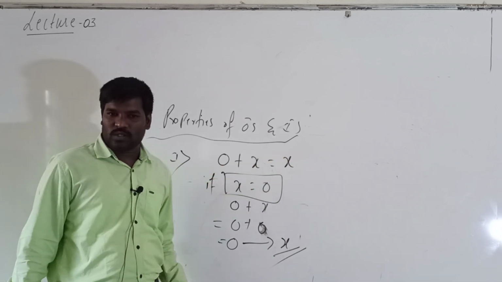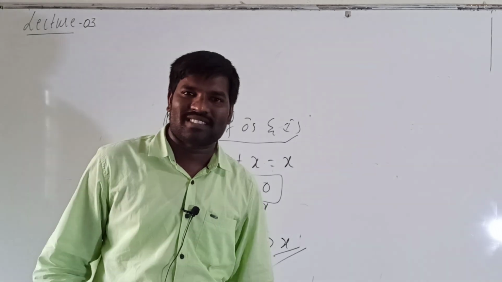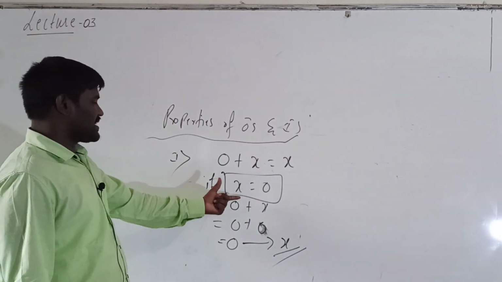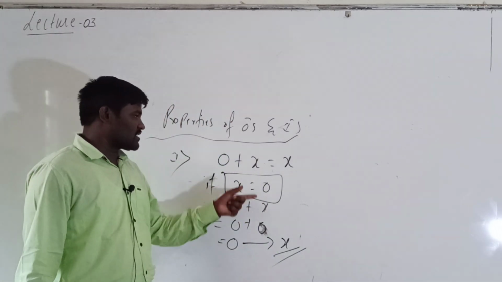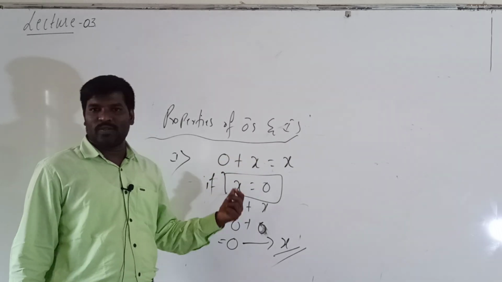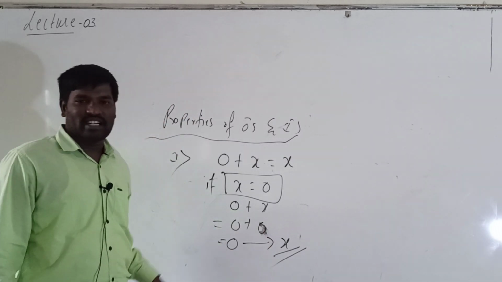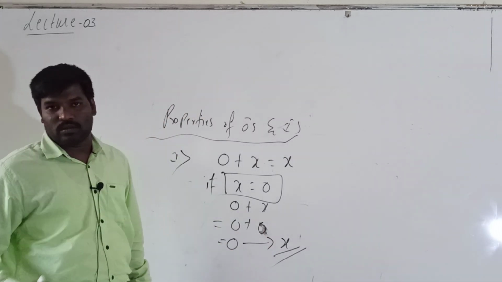0 plus x is equal to x. With the help of zeros and ones, we have to prove that 0 plus x is equal to x. Initially, I can take x is equal to 0. I substitute 0 instead of x, that is 0 plus 0, you will get 0 only. Instead of writing 0, I have to mention x because the x value is 0.